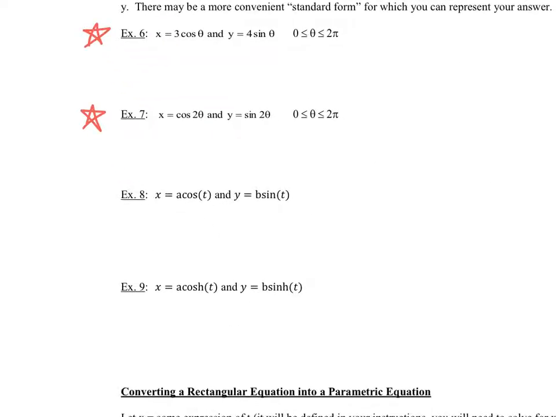You can cross off number 9 because they eliminated hyperbolic functions from the curriculum, so we don't have to worry about it. But the thing is, I leave it there because eventually they're going to turn around and put it back in, and I want to have my example ready to rock and roll.